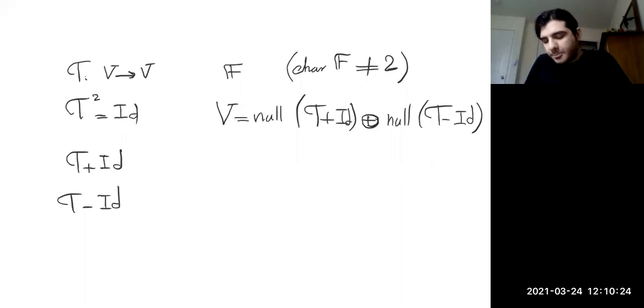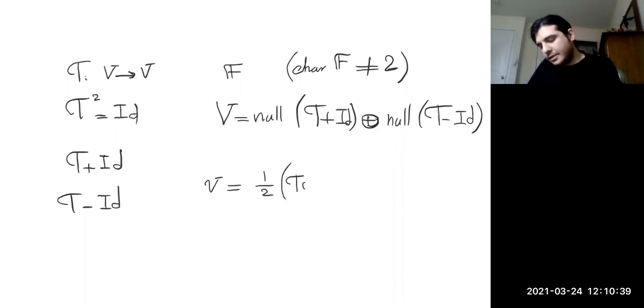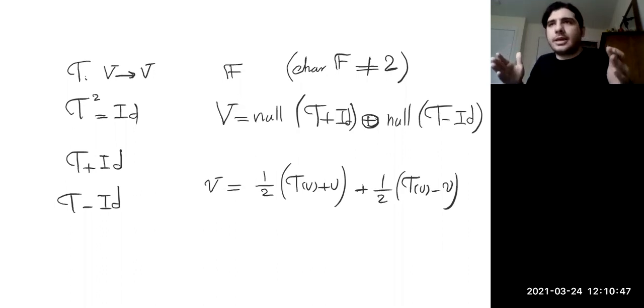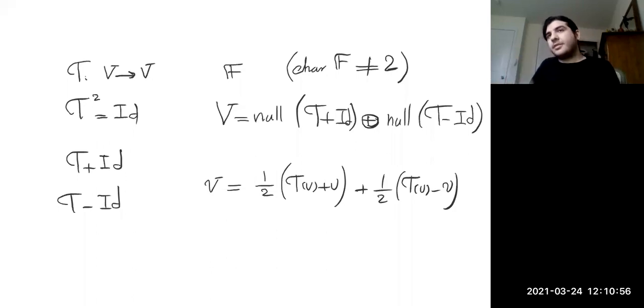Okay. So I would just write down the answer to this one very fast. It's not hard to see. Well, any vector v can be written as 1/2 times (T of v plus v) plus 1/2 times (T of v minus v). The reason I can write 1 over 2 is that the characteristic of the field is not 2. So if the characteristic of the field is not 2, you know any field has this element 1. And I can define 2 to be 1 plus 1.